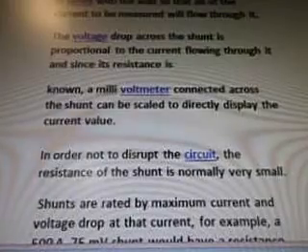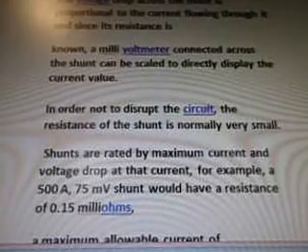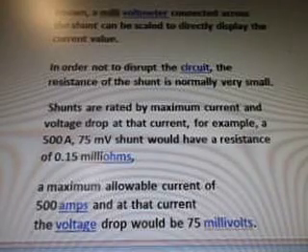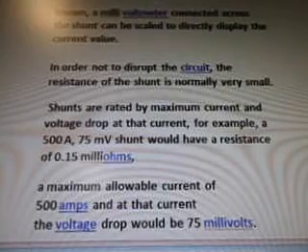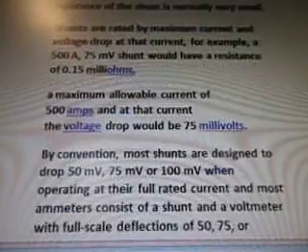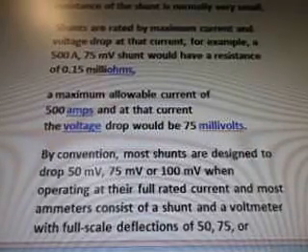In order not to disrupt the circuit, the resistance of the shunt is normally very small. Shunts are rated by maximum current and voltage drop. For example, a 500A 75 mV shunt would have a resistance of 0.15 milliohms, a maximum allowable current of 500 amps, and at that current, the voltage drop would be 75 millivolts.